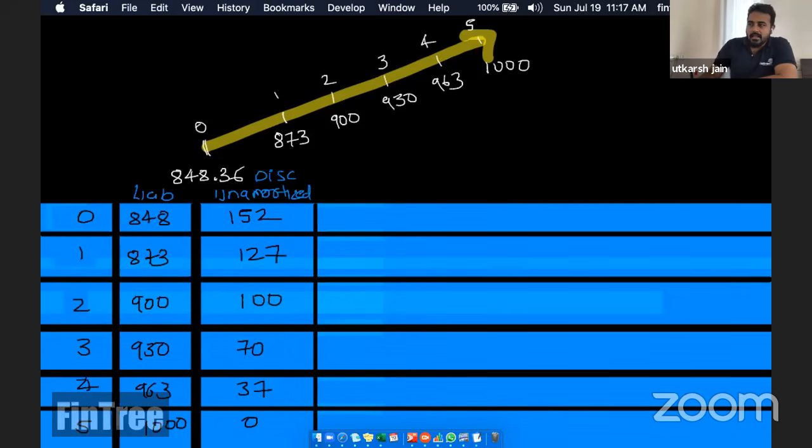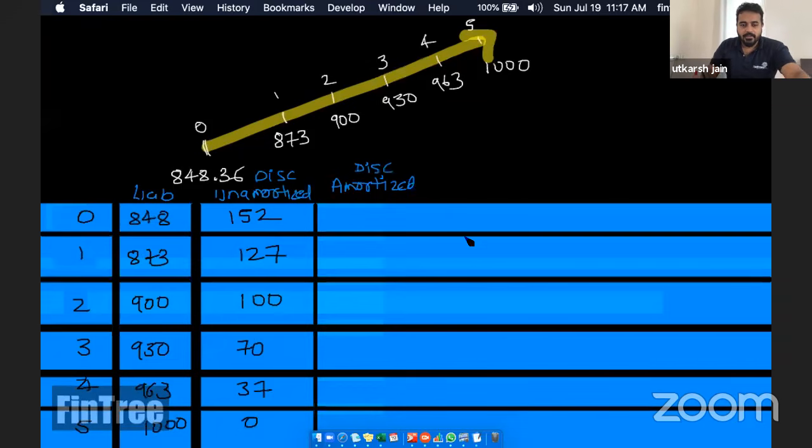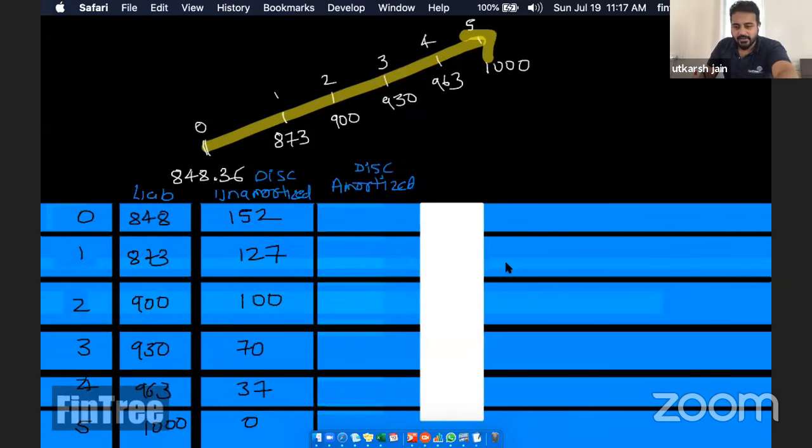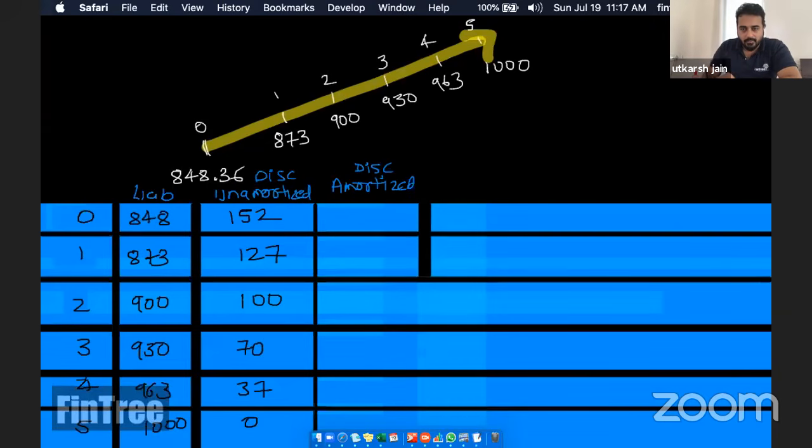Okay. Now then, how do I calculate amortized discount? So there are two ways of doing it. One, you look at by how much your liability has increased, or second, by how much your discount has decreased. It's the same thing actually. Okay, it looks a little confusing initially, but let me show you how the math works here.